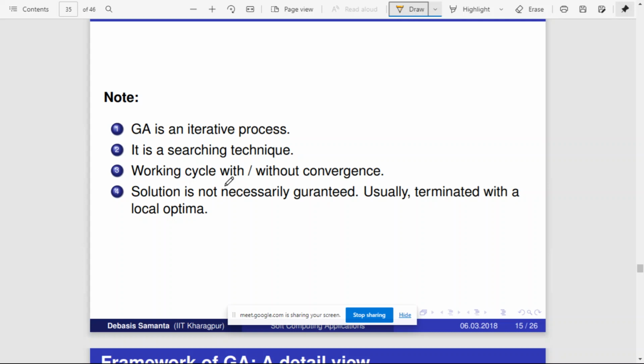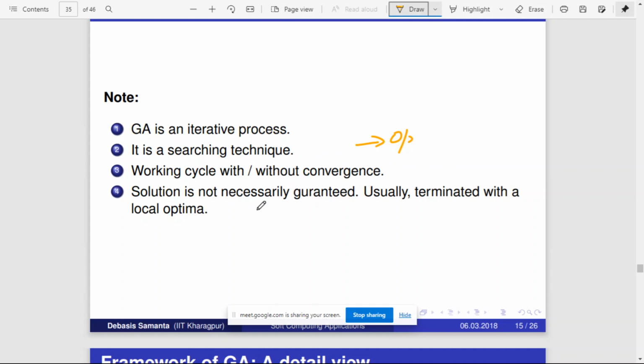Okay. So, working cycle with or without convergence. Either it can work with or without convergence. Convergence in the sense that sometimes you may say the algorithm should work until it reaches the optimal solution. In that case there is no convergence. Otherwise you say that the algorithm should work until the last 5 results were the same. So that is with convergence.